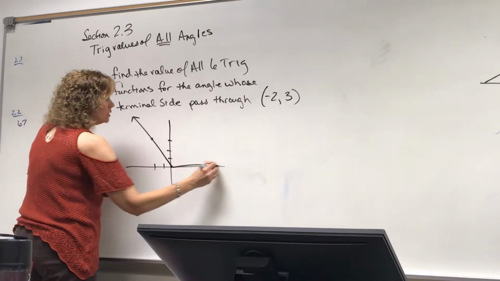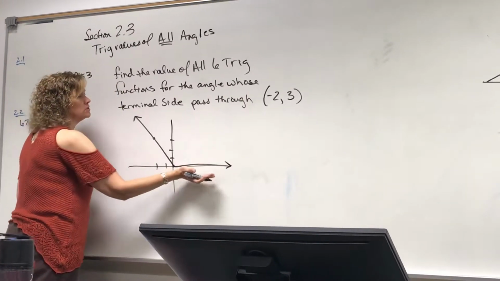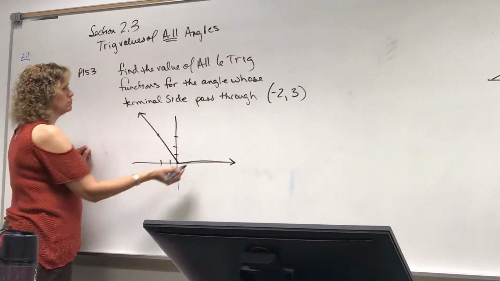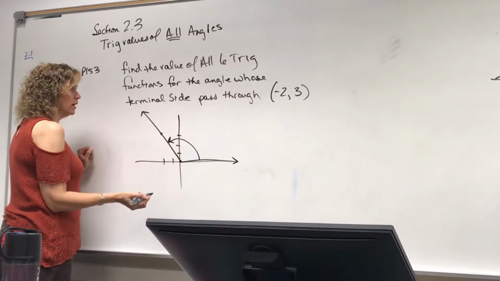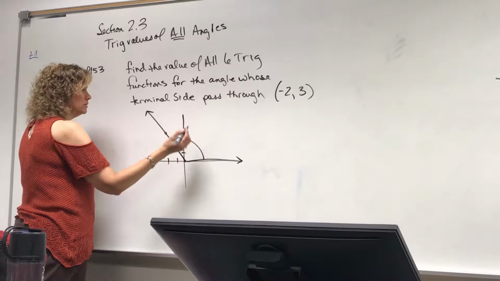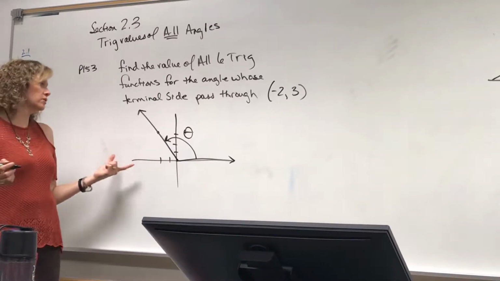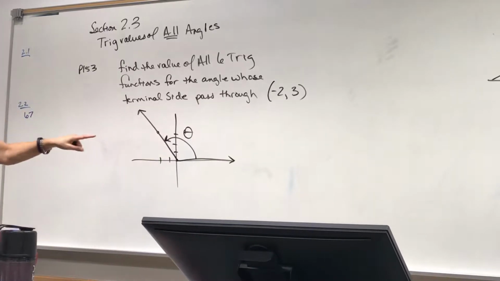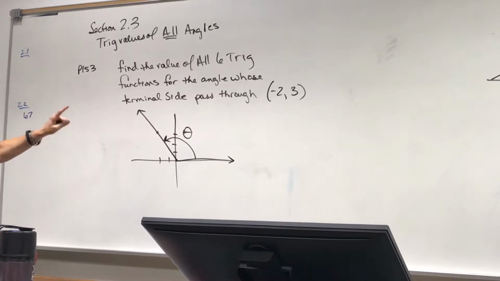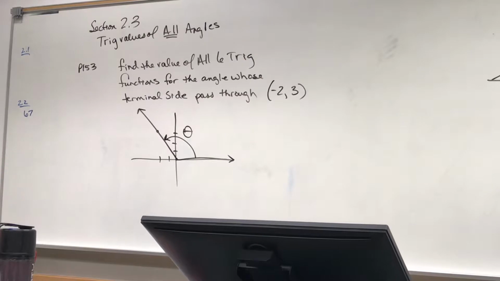Terminal means where it's going to end. We're always going to start on the positive x-axis, so we're going to rotate that way. We can call this our theta angle. We basically want to figure out the sine, cosine, tangent, secant, cosecant, cotangent of that angle.